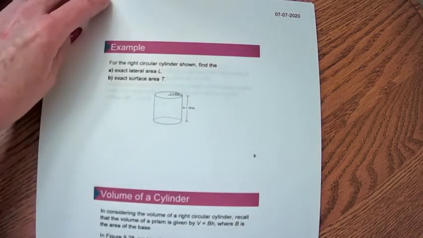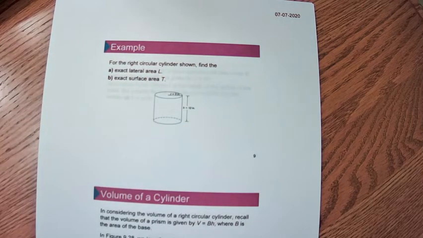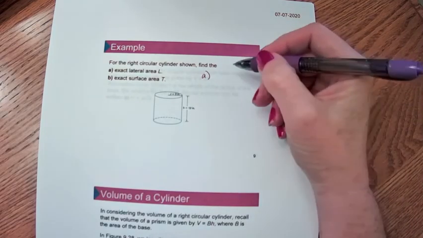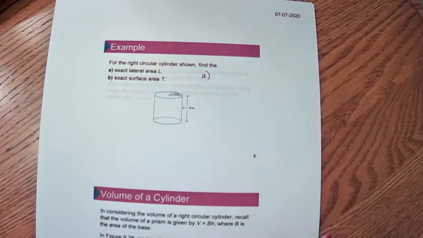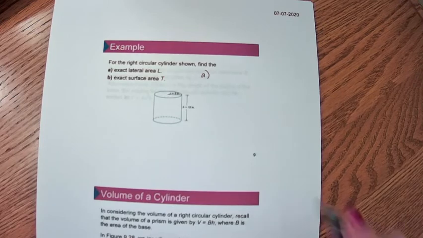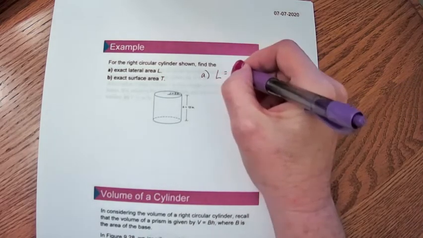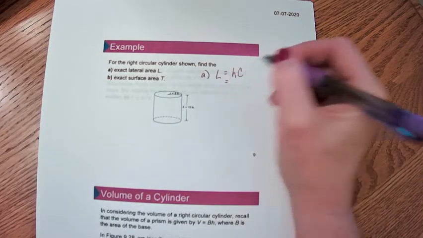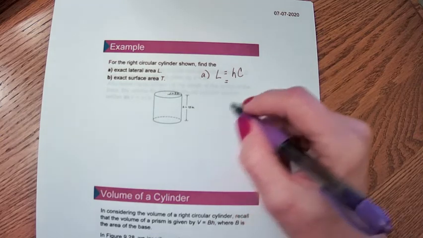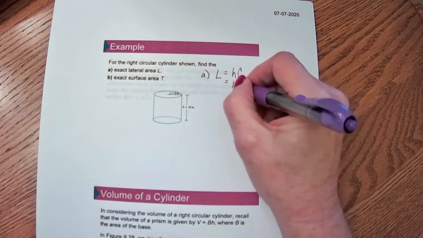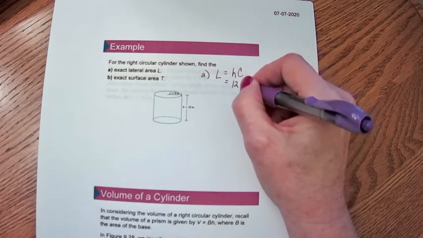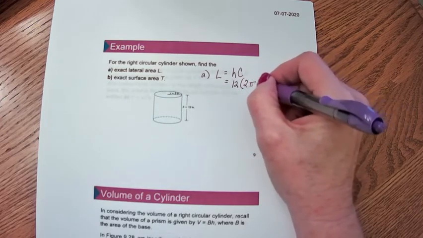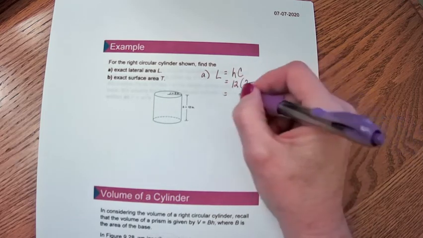And we can practice here. Here we have a right circular cylinder, and they want us to find the exact lateral surface area. That means leave pi in the answer. The lateral surface area is equal to the height times the circumference, which is equal to, here, our height is 12 inches, and the circumference is 2 pi times the radius, and our radius is 5 inches.